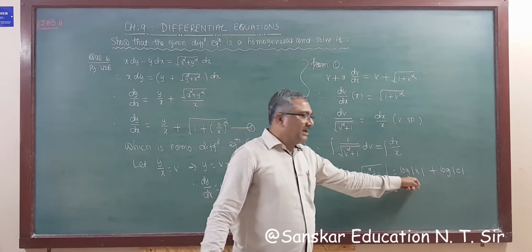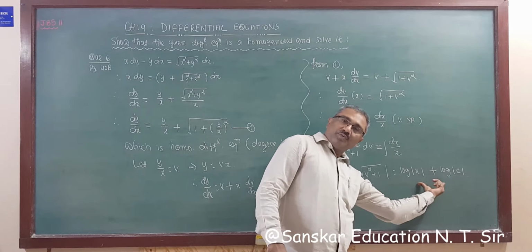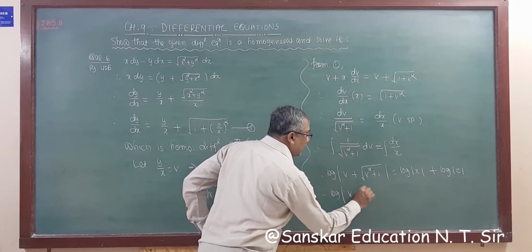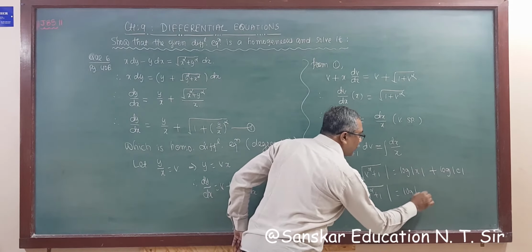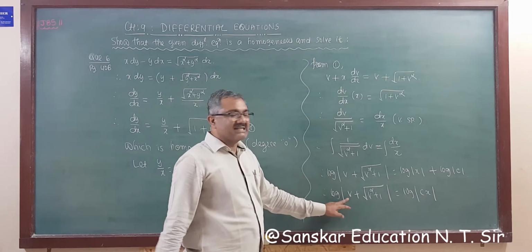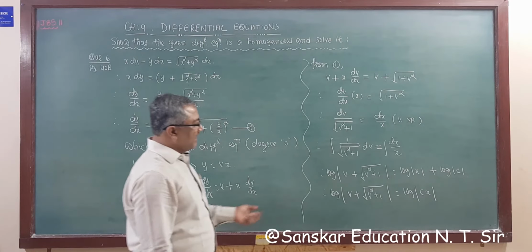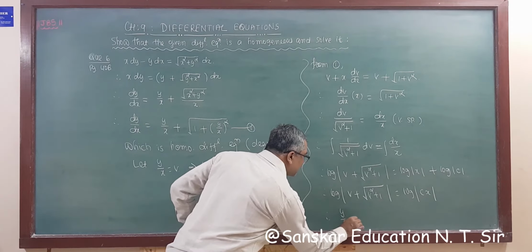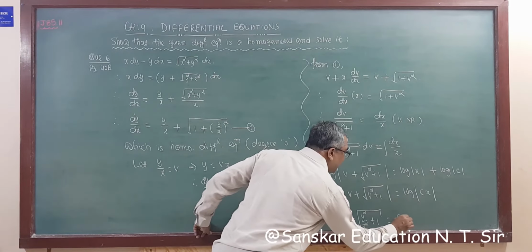Now taking these two on the left hand side, either you can write log a into b, right? So I am writing log a into v, that is better. So log of v plus under root v square plus 1 is equal to log mod c x. Now replacing v by y by x, and log being a one-one function, removing it, this is y by x plus under root y square upon x square plus 1 is equal to c x.